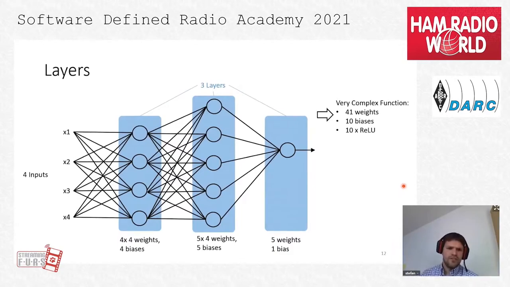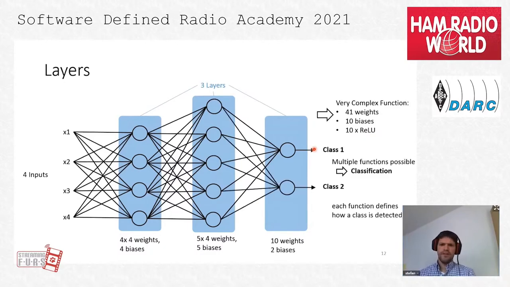An even more complex neural network. You can see that now the hierarchy is larger. We have arranged the neurons in different layers: one layer, two layers, three layers. And this network already has 41 weights, 10 biases, and 10 times a ReLU operation. So the output here is really a very complex function now.